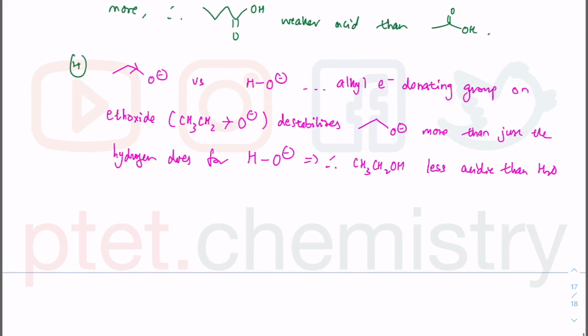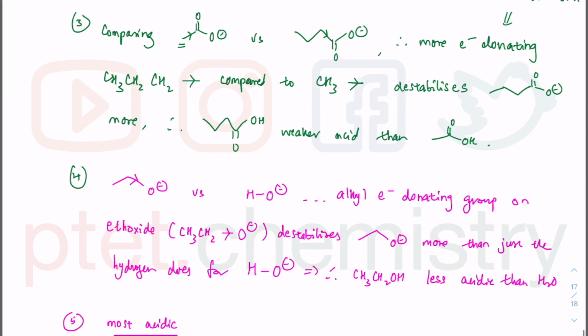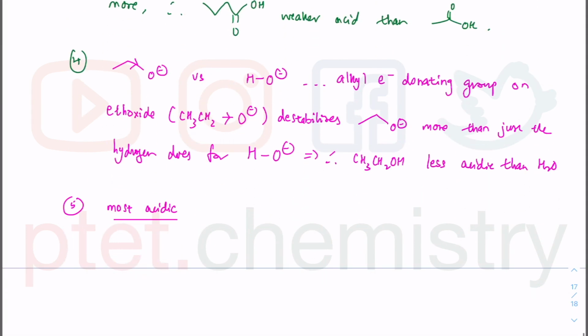So now I am ready to state the order from the most acidic to the least acidic. If you compare the carboxylic acids, butanoic acid is weaker than ethanoic acid, so ethanoic acid is going to be the stronger acid. So you start from ethanoic acid.